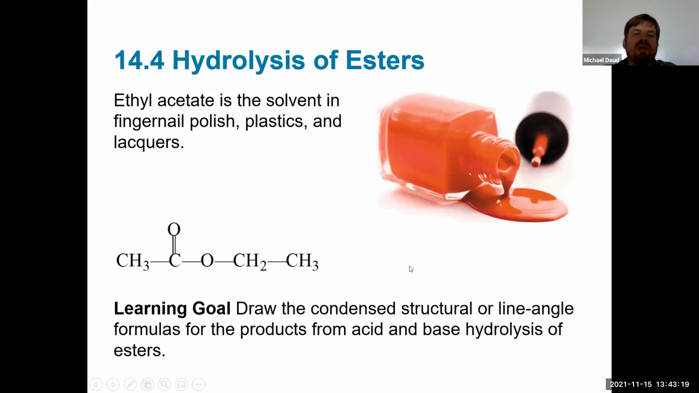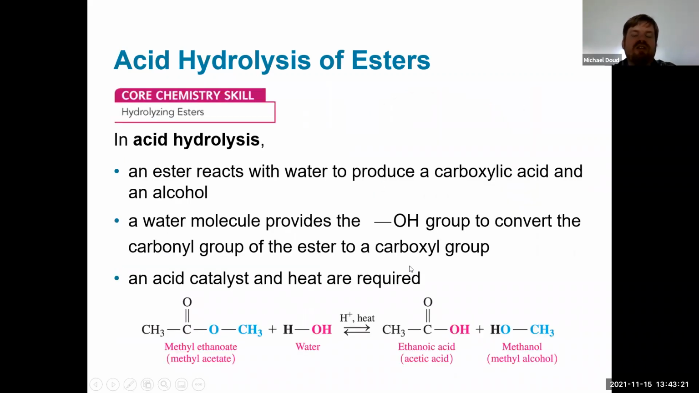Okay, so now not only can you form esters using acid and heat catalysts, but actually, as you'll see here, this is an equilibrium process. So you can easily hydrolyze esters as well. So acid hydrolysis is basically where an ester will react with a water molecule to split up the halves. In other words, it goes back to a carboxylic acid and an alcohol.